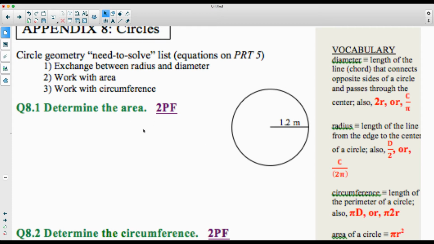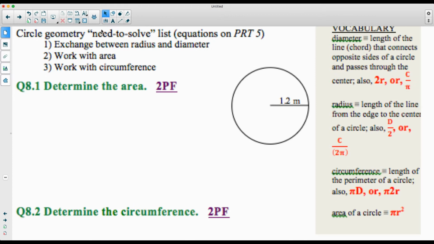All right, so determine the area. All right, well, GRASP format. That means you got to set it up and get used to this. The first thing we need to do when we set this up is really write down what we know. So here, all we know is that the radius is 1.2 meters. So R is radius, and don't worry, you'll get used to all these symbols.